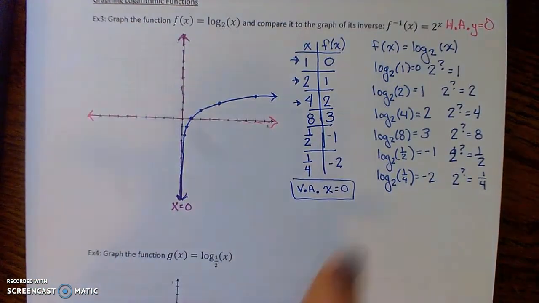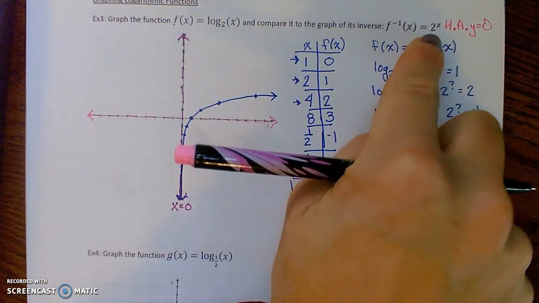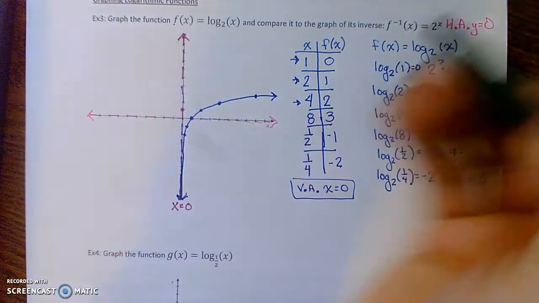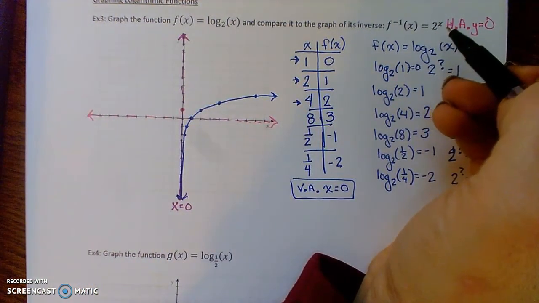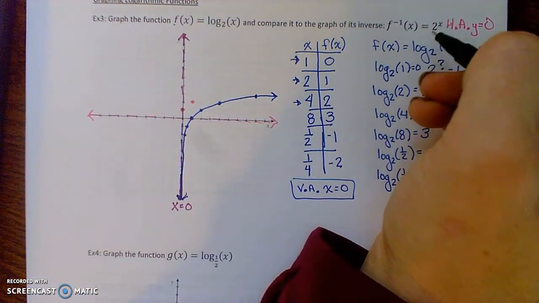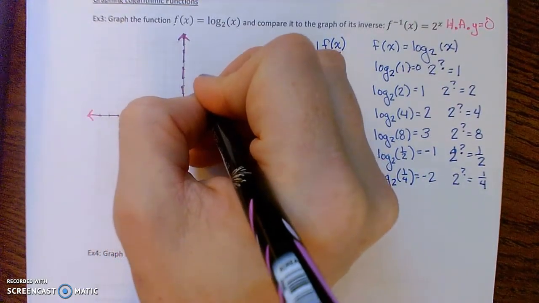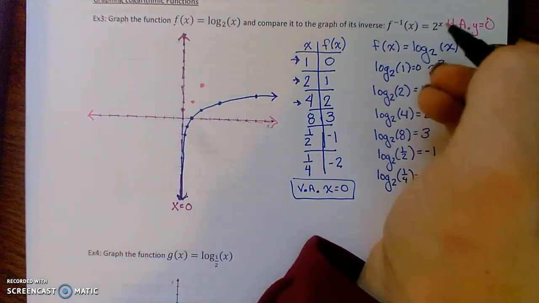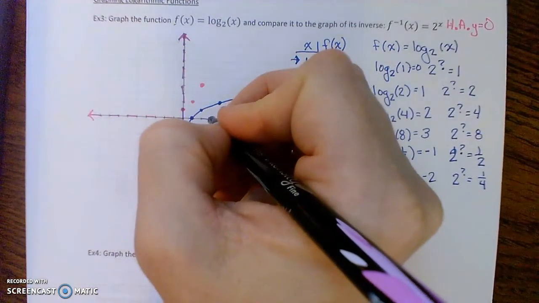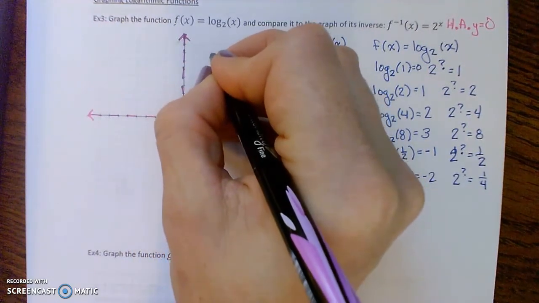And some points that we could plug in, well, when x is 0, y is 1, when x is 1, 2 to the first power is 2. When x is 2, 2 squared is 4. And when x is 3, 2 to the third power is 8. So plug in 3, we get out 8.